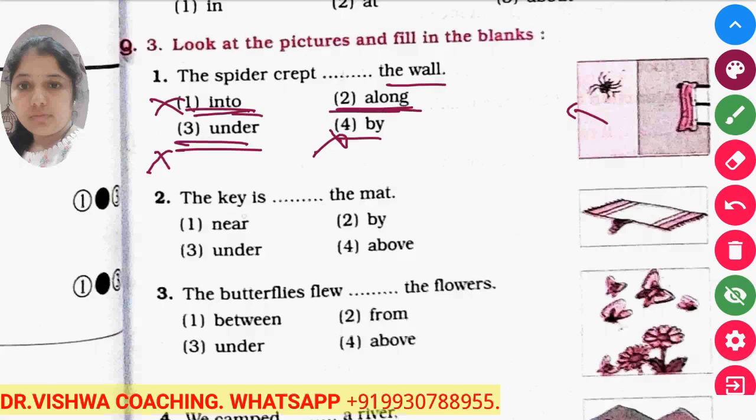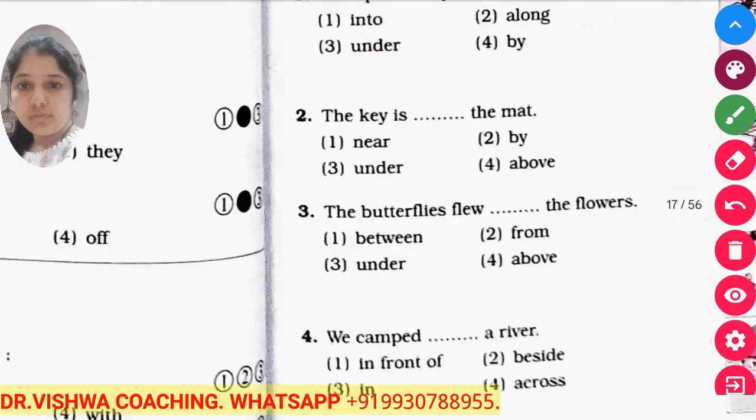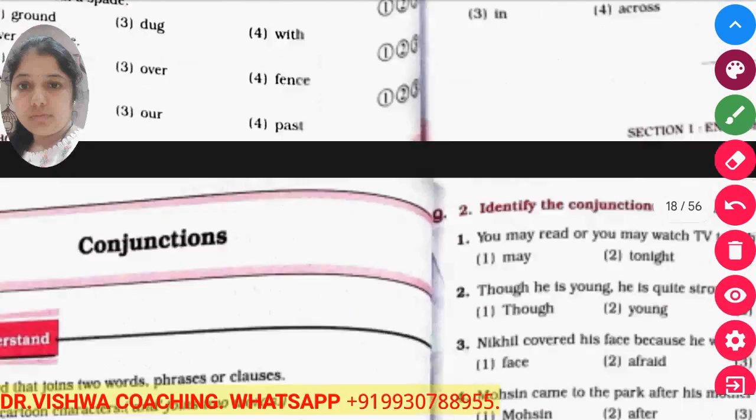Okay. The key is dash dash the mat. If you look carefully, the key is under the mat. Mat ke niche. So under is the correct option. And the third one is for your homework. Now third and fourth is for homework.